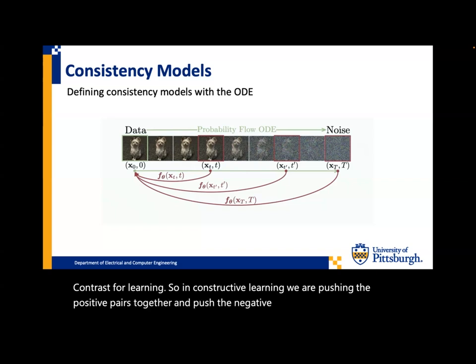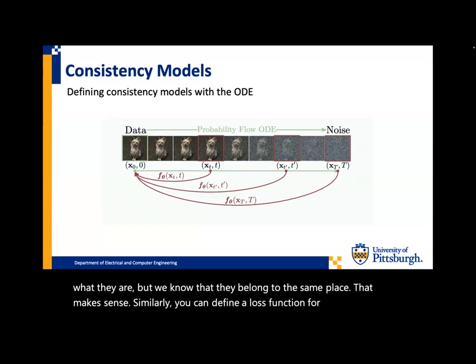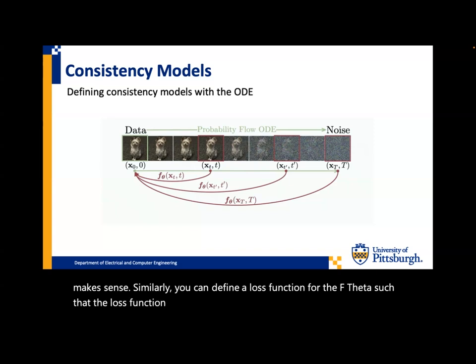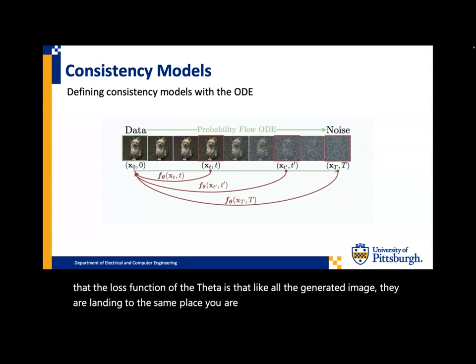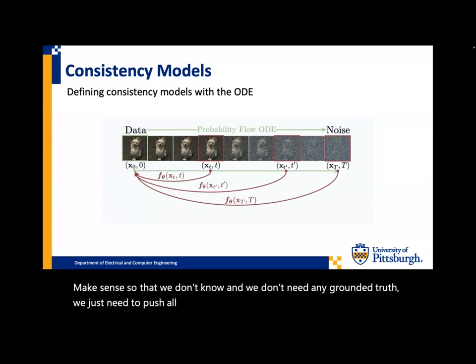Does that make sense? Similarly, you can define a loss function for f theta such that all the generated images land in the same place. You are pushing all these to be as close as possible. Make sense? So we don't need any ground truth. We just need to push all these landing places to be at the same place.